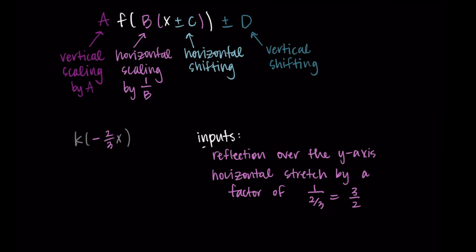So in terms of order here, we can actually do these in any order we'd like. They're both just being multiplied by that input, the x, and so we can do the reflection first and then the stretch, or we can do the stretch first and then the reflection. The order here does not matter because these are our only transformations that are happening.